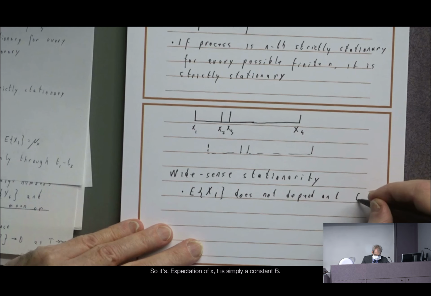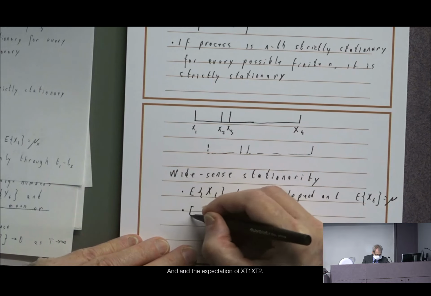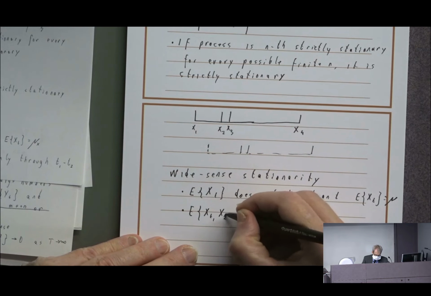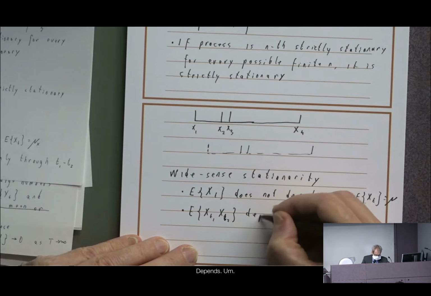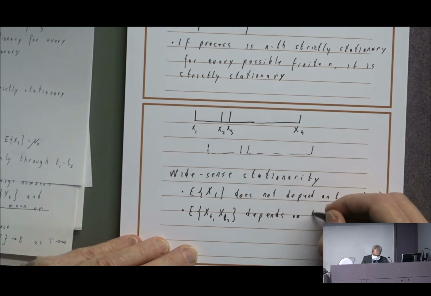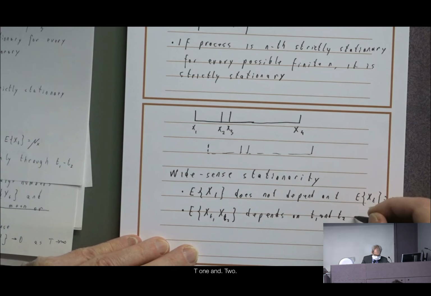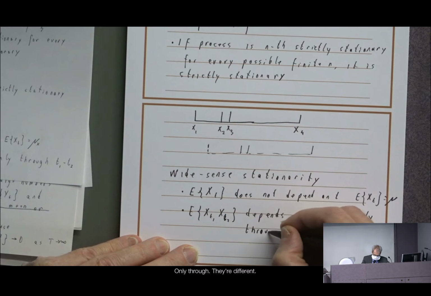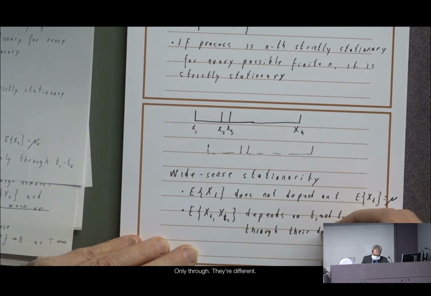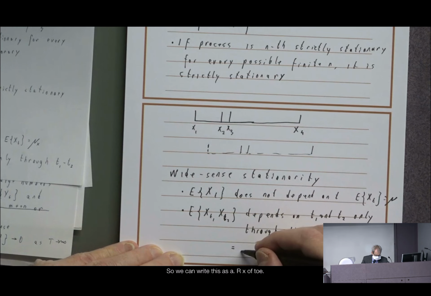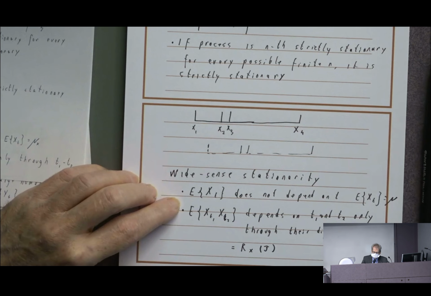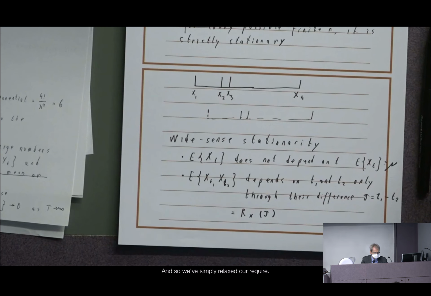So the expectation of xt is simply a constant mu. And the expectation of xt1, xt2 depends on t1 and t2 only through their difference, tau being t1 minus t2. So we can write this as Rx of tau. And so we've simply relaxed our requirement now.